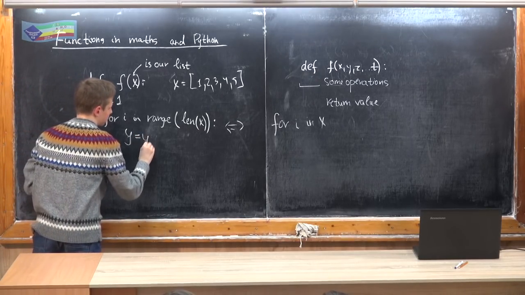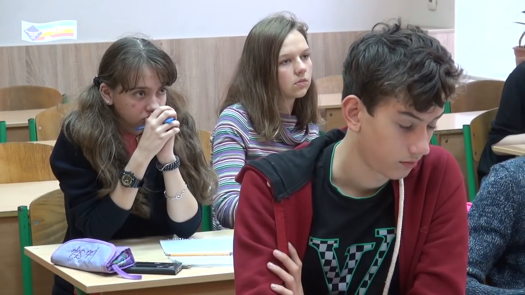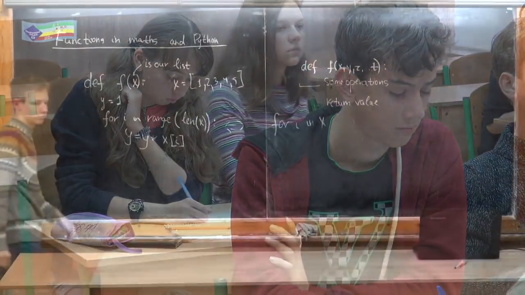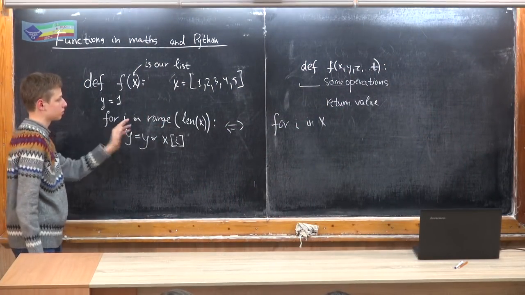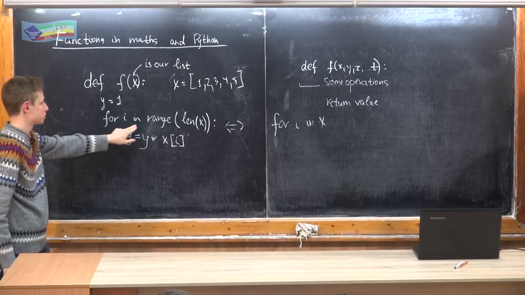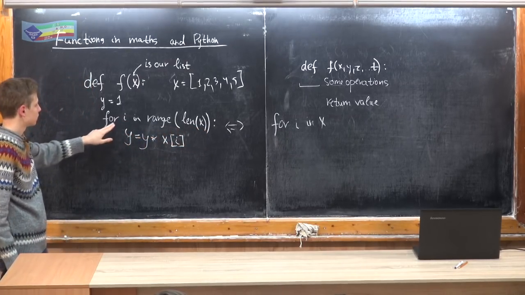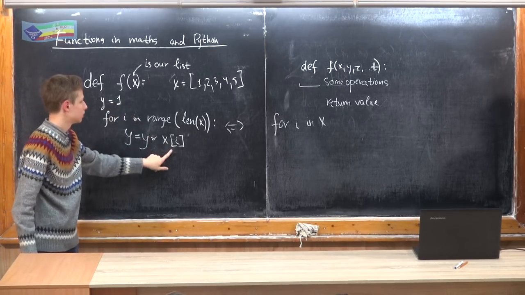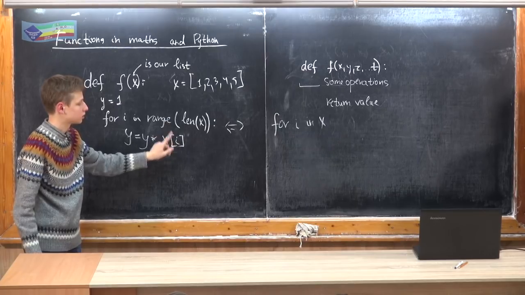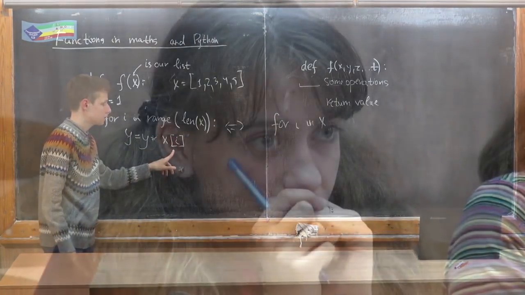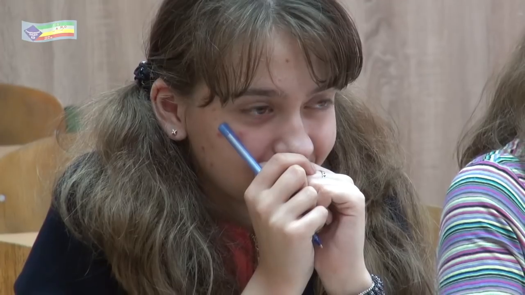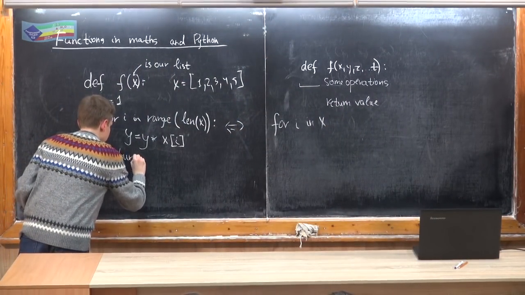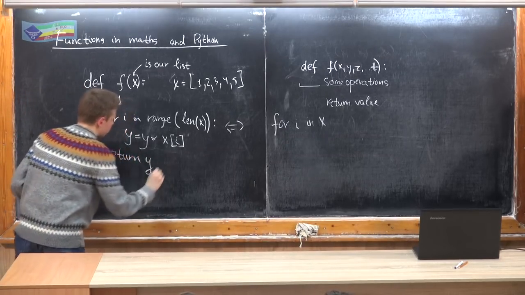y is equal to y multiplied by element. So right now i is looping through all indexes of this list, and that means that first of all it will multiply 1 by the first element, by the second, by the third, whose indexes are 0, 1, 2 respectively. And after we are done with our loop, we can return our y.